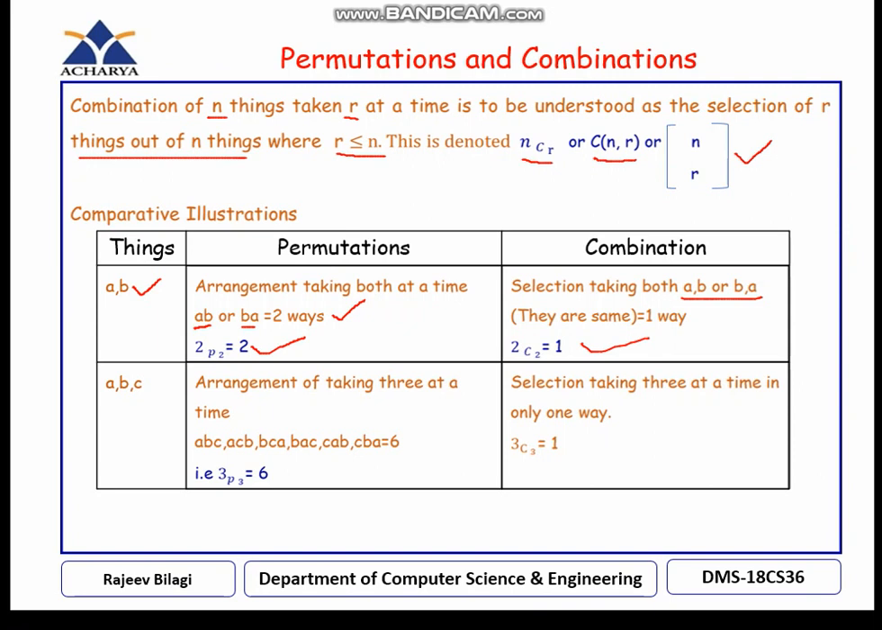You take another example, A comma B comma C. Arrangements will be ABC or ACB or BCA or BAC or CAB or CBA, which contain all these three elements. Okay, so now it is 6. So selection taking all three at a particular time is only one way in the case of combinations. All of it will be treated as only one way.